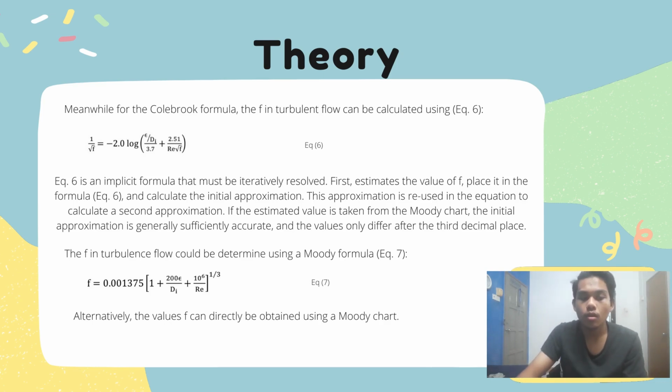So the F in turbulent flow could be determined by using the Moody formula, which is F equals 0.001375 times the cube root of 1 plus 200 times the roughness of pipe divided by internal diameter, plus 10,000 divided by Reynolds number. So alternatively, the values of F can be directly obtained by using a Moody chart.